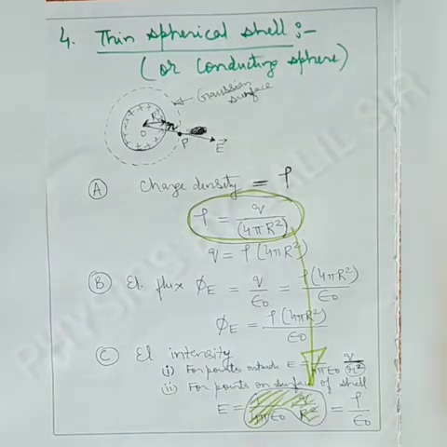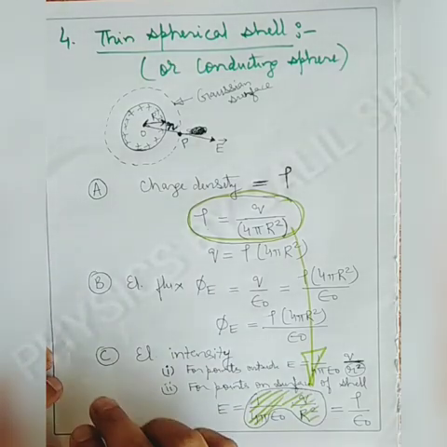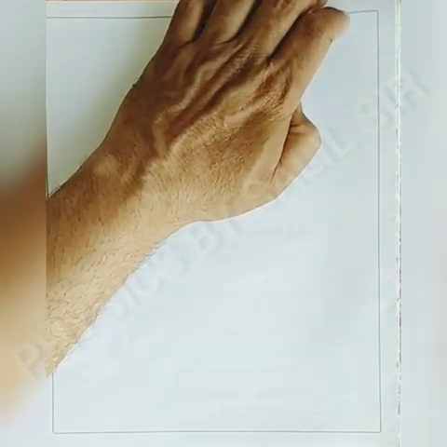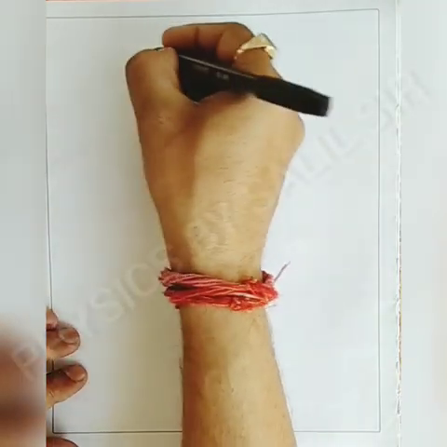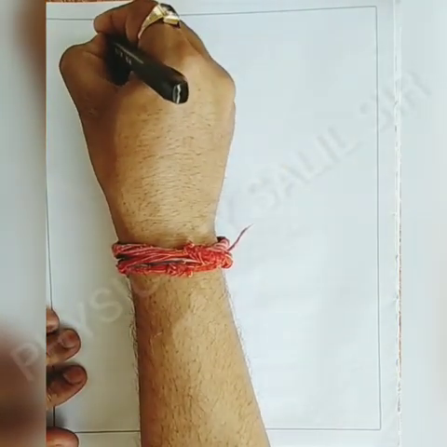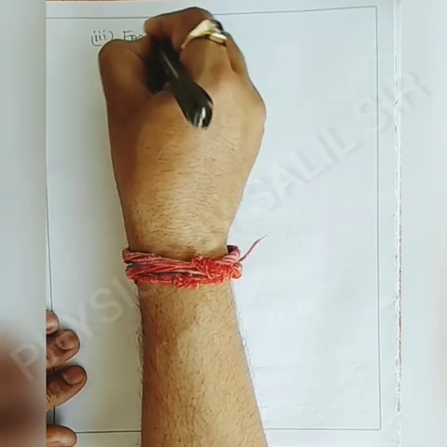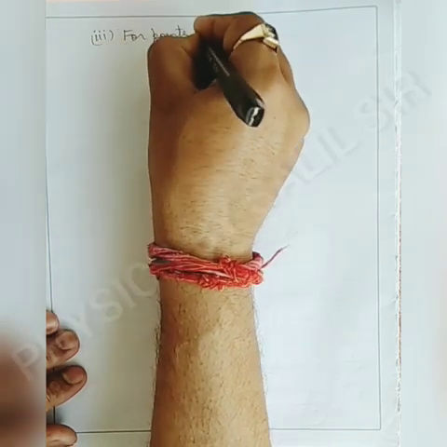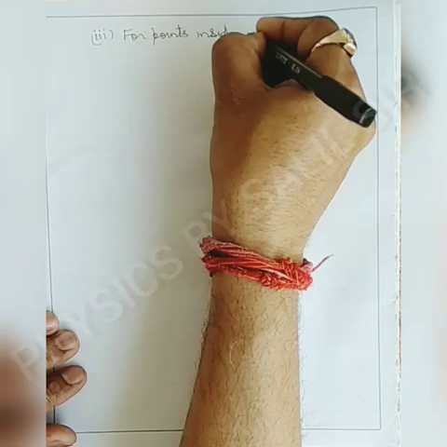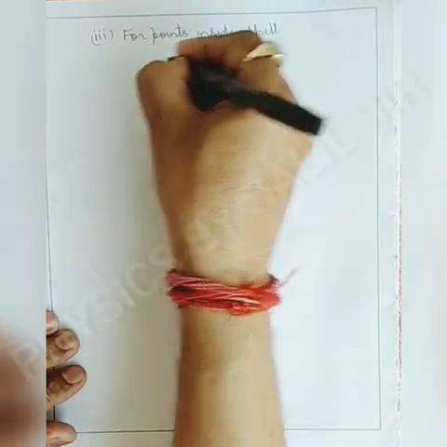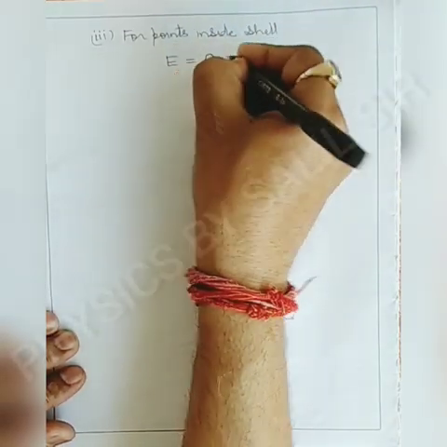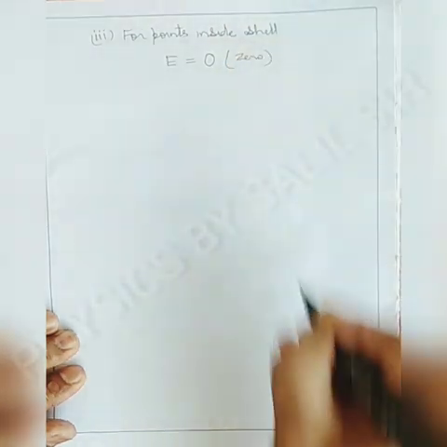Now, the third, means we are using Roman. Now, for points inside shell, the electric field intensity will be zero. Always you have to remember this. And now the D part for this application is the graphical representation.